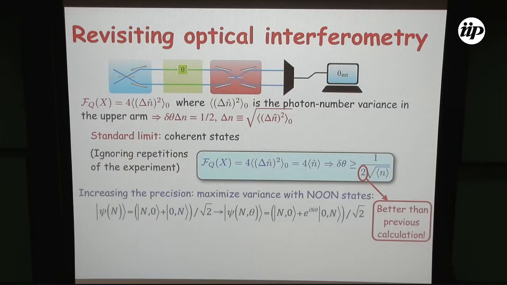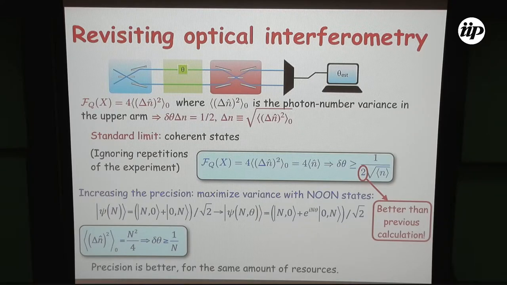Now, we can increase the precision using nonclassical states. And again, we can do the same calculation that we did before, but now using the concept of quantum Fisher information. And we find the variance of the state is given by this expression here, n squared over 4, which gives me immediately, using this expression for the quantum Fisher information, that delta theta is bounded below by 1 over n. So in this case, our previous estimation was OK. We get the same result. And we see again that precision is better for the same amount of resources. OK, so that's an example of the use of the quantum Fisher information.